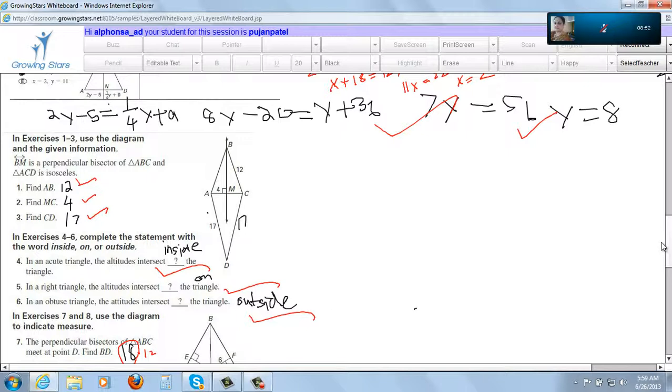Wait, where is this? Scroll down. Question number 7. I'm talking of this triangle. You are asked to find BD. Question number 7. D is on the perpendicular bisector EC. So D should be equidistant from B and A. So BD is also going to be 12.